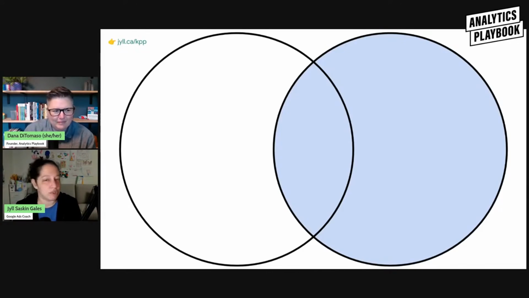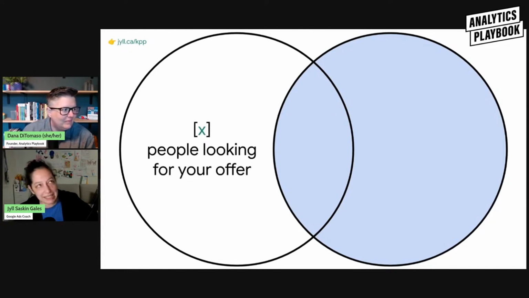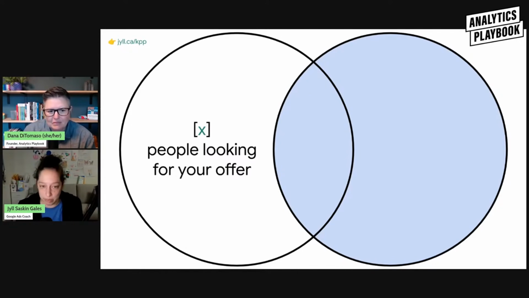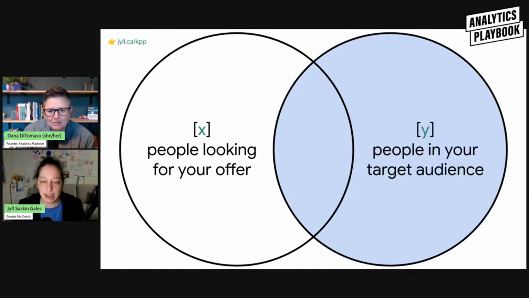Regardless of what type of strategy you're using, ad targeting really comes down to this. Out there is some universe of people who are looking for what you offer. And keywords are typically how we find them. People are searching for something, we have that thing, we show them an ad. But there's this whole other world out there of people who are in your target audience and may just not be actively searching right now.